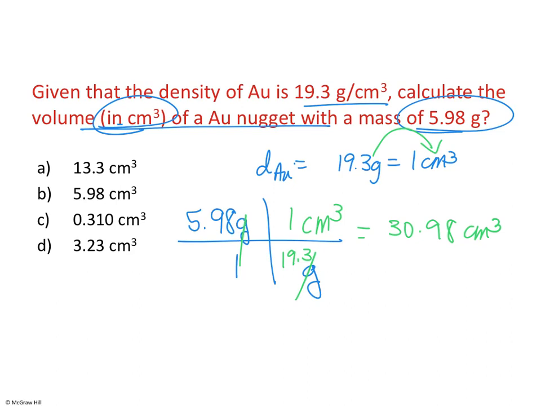Oh, I'm sorry, it's been a long day. I think I entered this wrong. 5.98 divided by 19.3. So I didn't do division. 0.3098 centimeters cubed. So this rounds to here. That's a rounding. C.